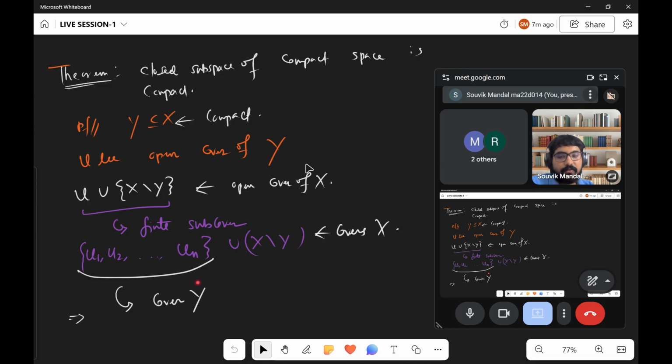Yes, sir. This means U1, U2, up to Un is a finite subcover of the compact space Y. Correct, correct. That I understand. But the arguments in between are clear. Yes, sir. Okay.